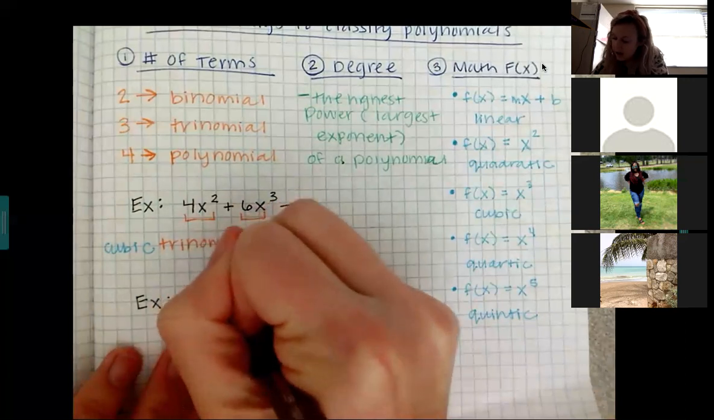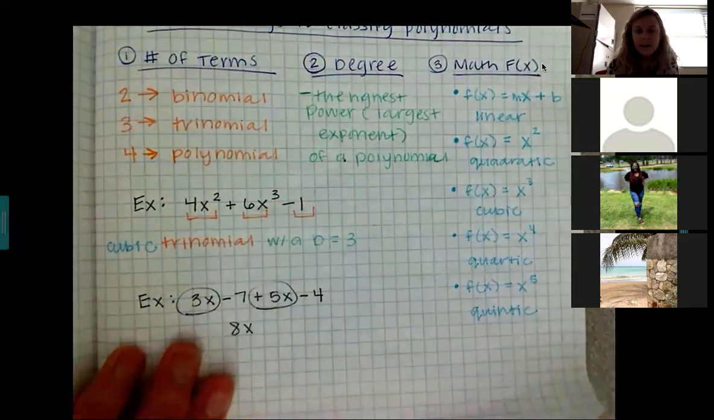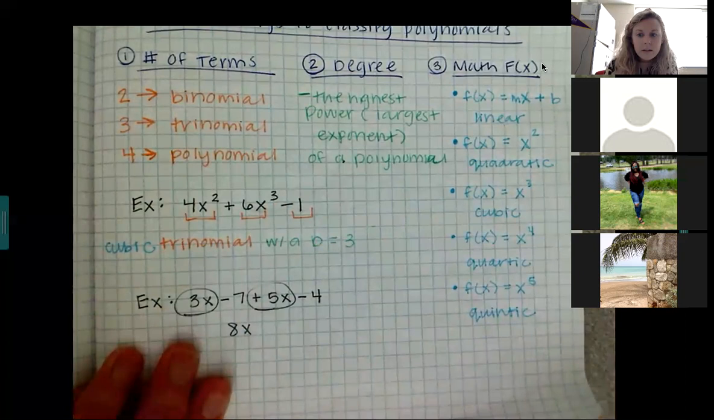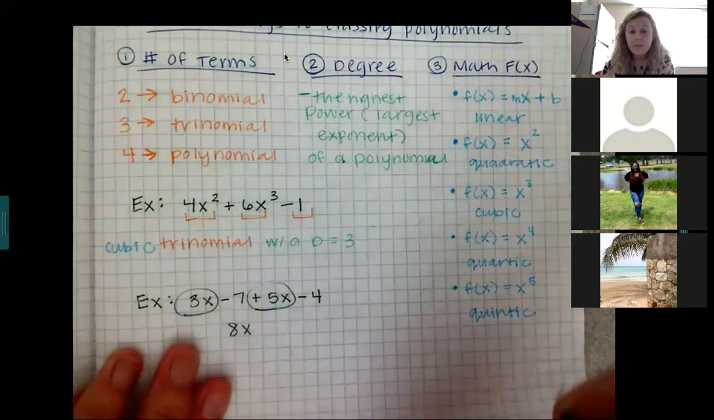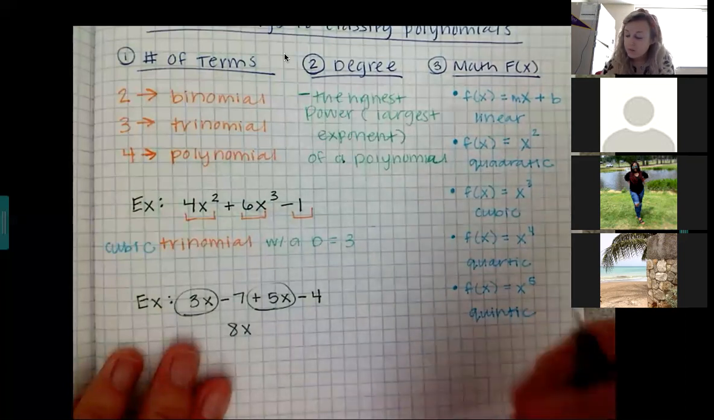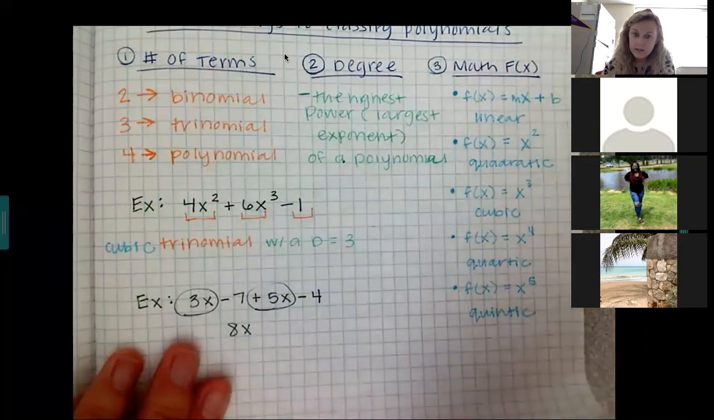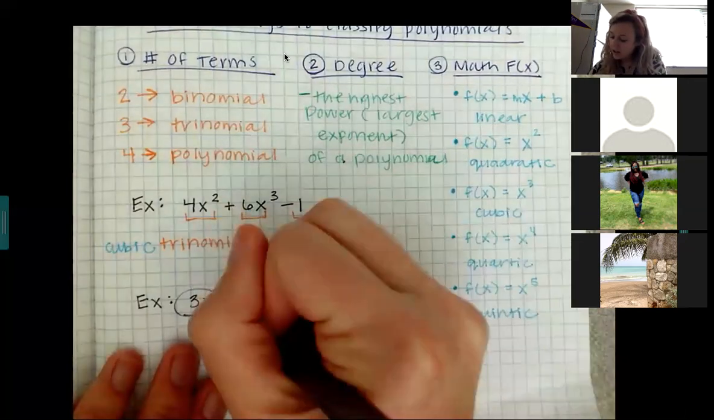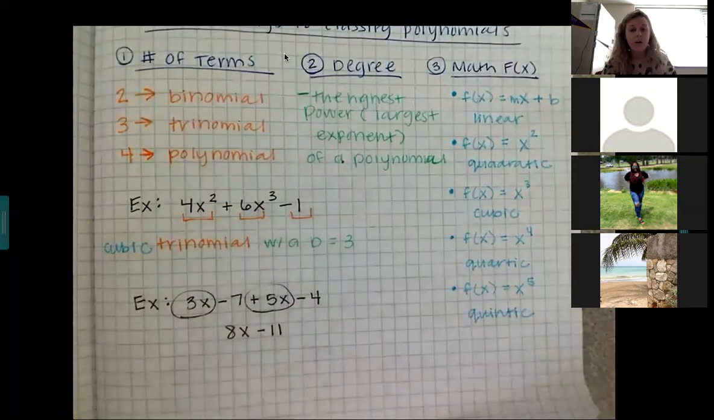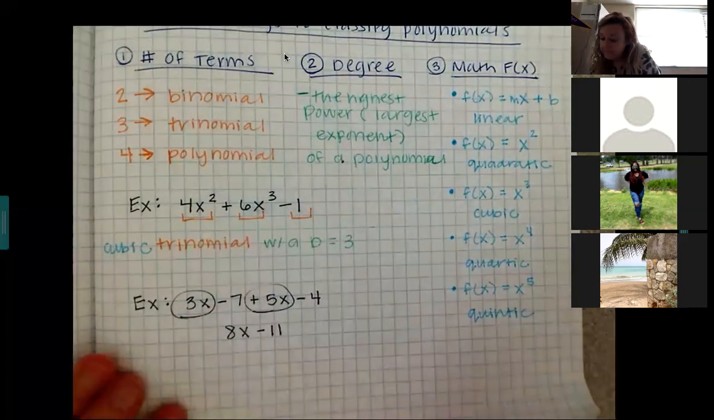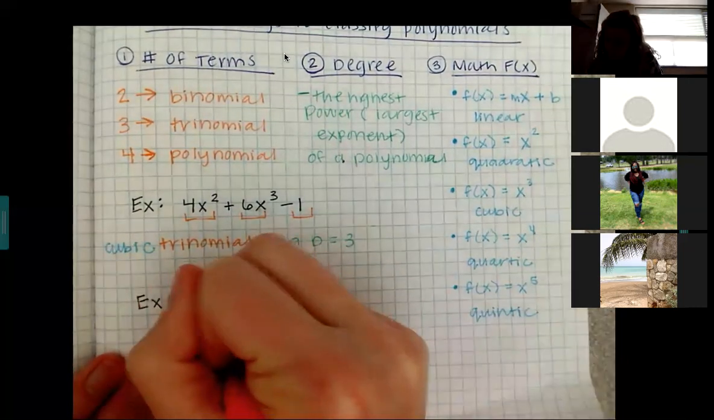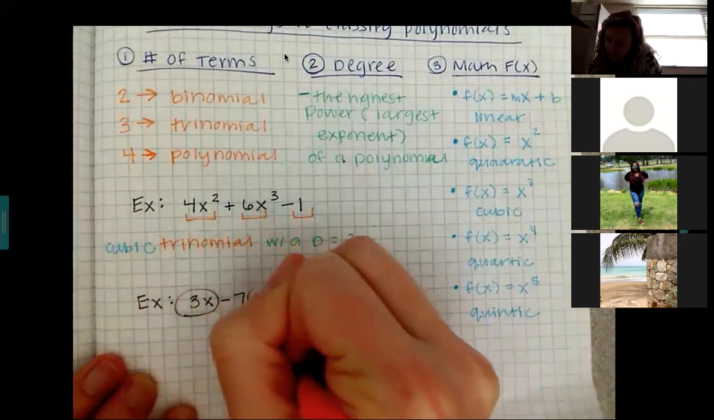8x, good. And now what else can I simplify? The -7 and -4. Good, -7 and -4. If we put those together because they're like terms, what do we get? -11. Very good, so minus 11. All right, so now if we look at 8x minus 11, how many terms does it have? 2. 2, which means it's a what? Binomial. Very good, binomial.